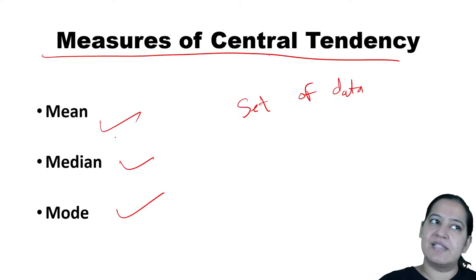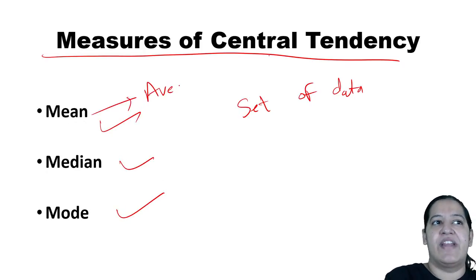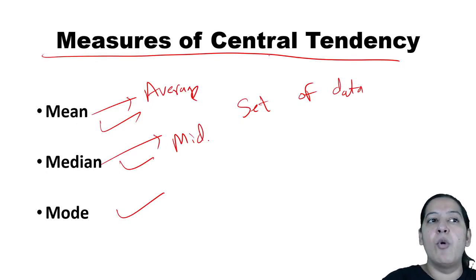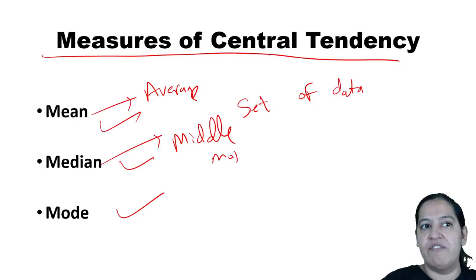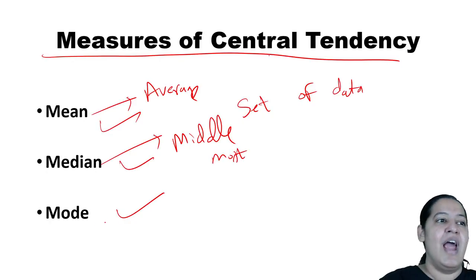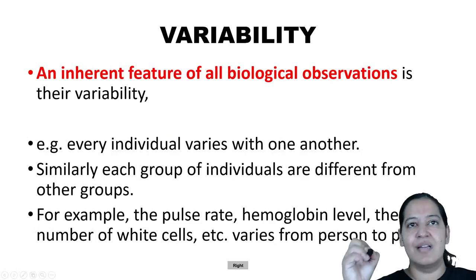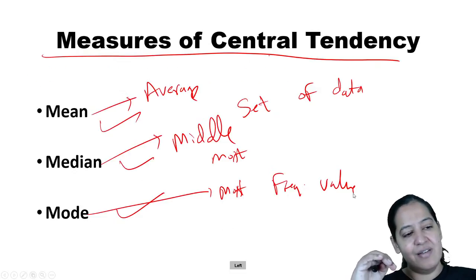Yesterday we studied what is mean. In short, mean is average. You know how to calculate the average. Median is the middlemost value, the one which is standing at the center. And mode is the most frequent value. Most frequent value is the mode. Done. So these are the three things we studied yesterday.